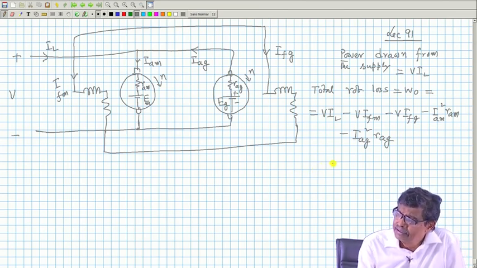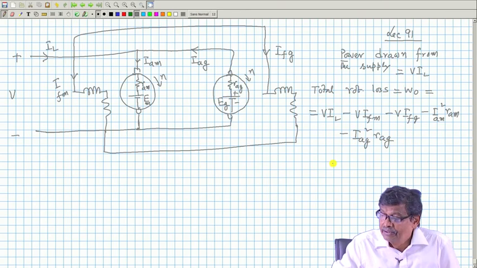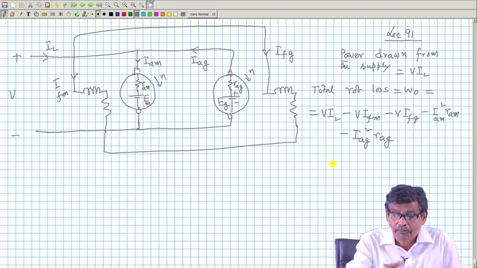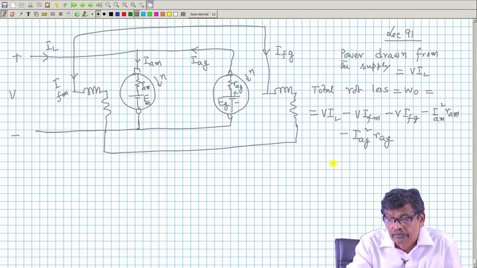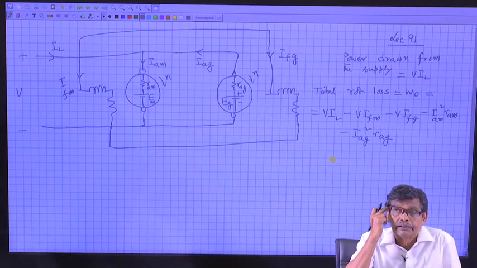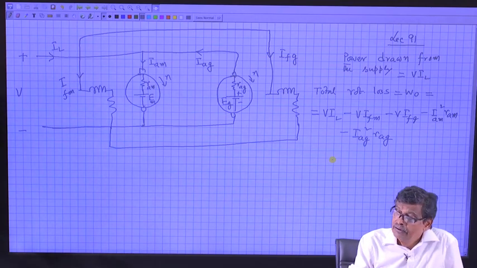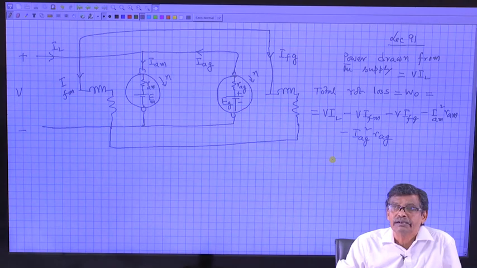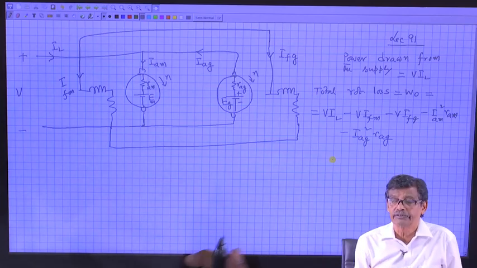Then we say that okay, we have estimated the total copper. So, from the supply, whatever power it draws, must be all the losses. That is what I am telling. Although there is sufficient armature current, there is sufficient generator current, but the power drawn from the supply will be only all the losses taking place in the machine. Let us go ahead. So, this is the rotational loss.